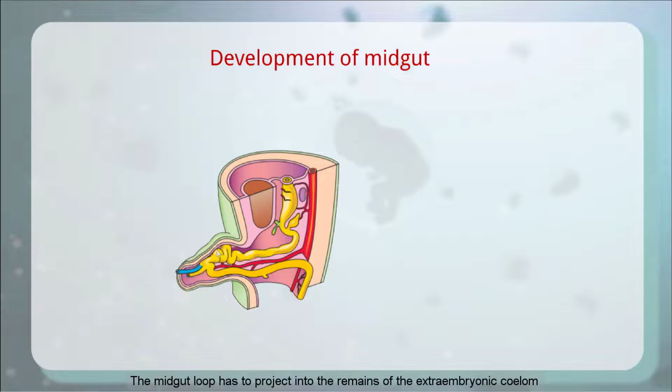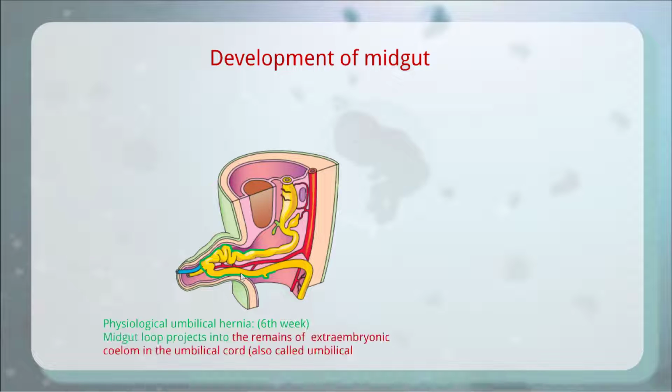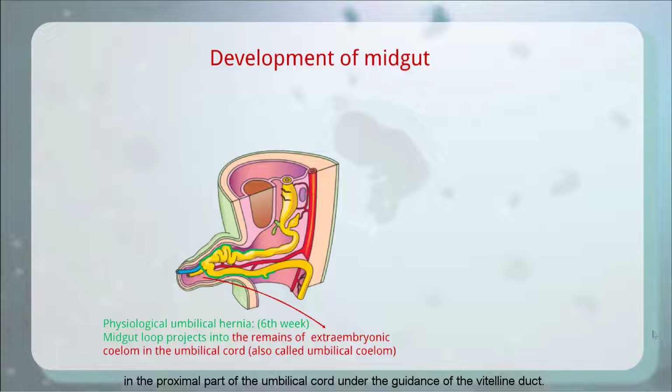The midgut loop has to project into the remains of the extra-embryonic coelom in the proximal part of the umbilical cord under the guidance of the vitelline duct. This phenomenon is called physiological umbilical hernia. It occurs at the beginning of the 6th week. The remains of the extra-embryonic coelom in the proximal part of the umbilical cord is also called the umbilical coelom.